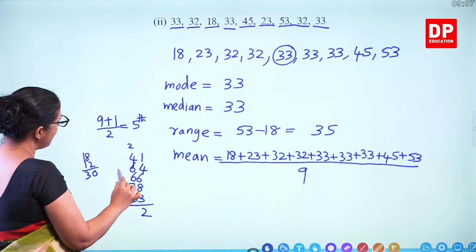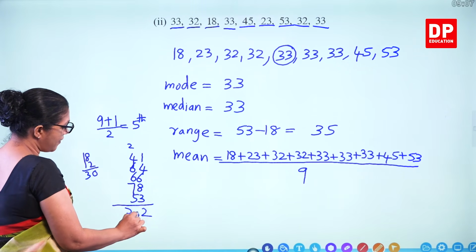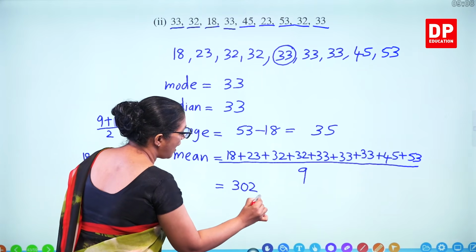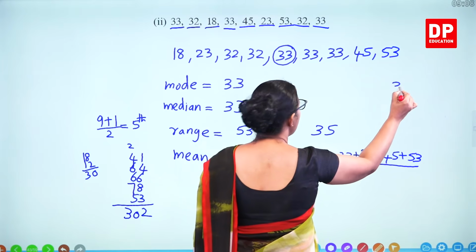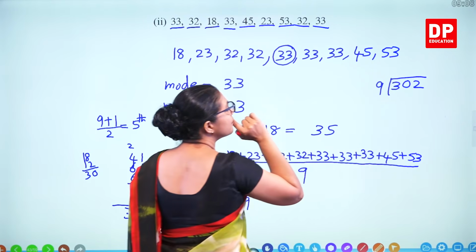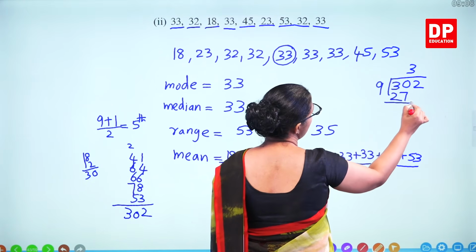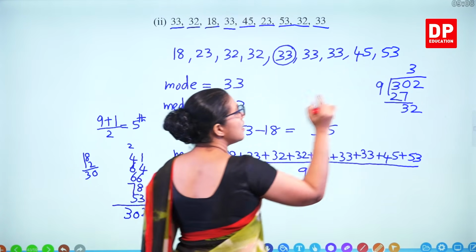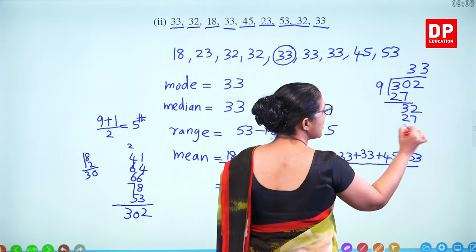So you get 18 plus 12, you get 30. So 302. So 302 divide by 9. So what's the value? 302 divide by 9, long division. 9 times 3, 27. And then for 32, 9 times 3. So 9 times 3, 27.